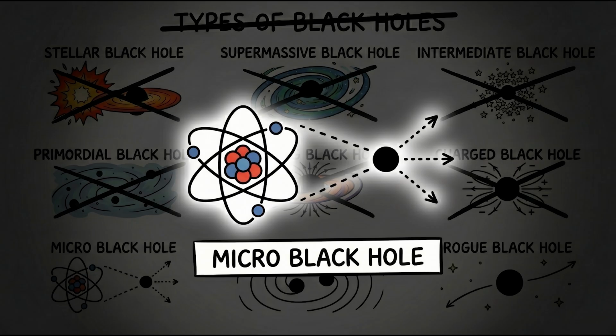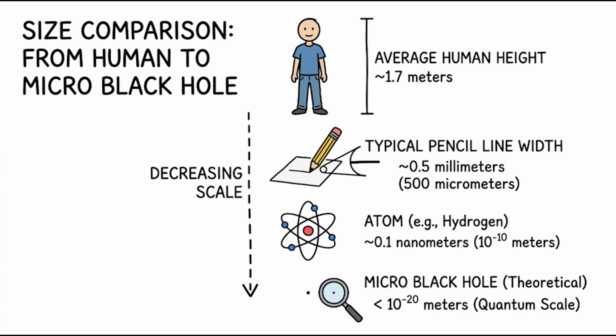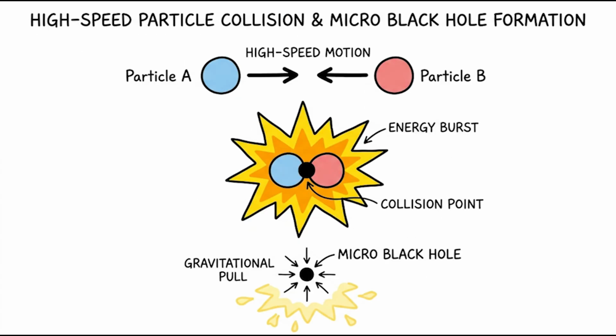Alright, now we go from massive to ridiculously small, micro black holes. And when I say small, I mean really small. These black holes could be smaller than atoms. Yeah, smaller than the stuff that makes up atoms. In theory, micro black holes could form during extremely high energy collisions. When enough energy gets squeezed into a tiny space, gravity can briefly take over.